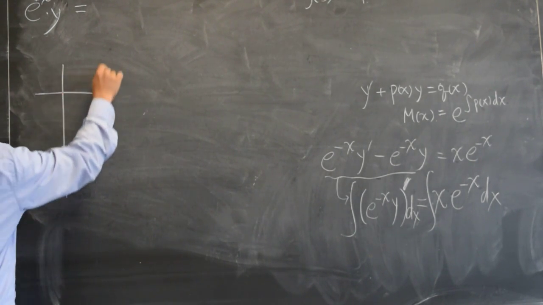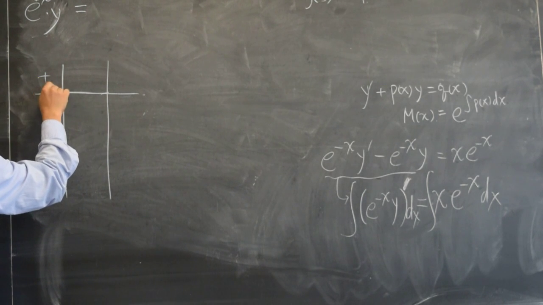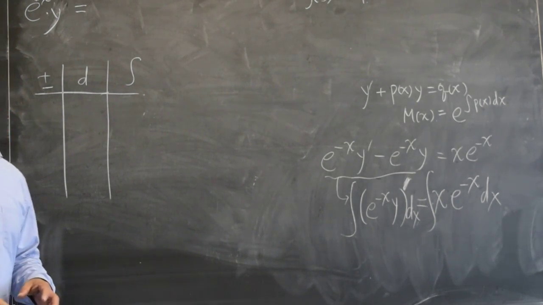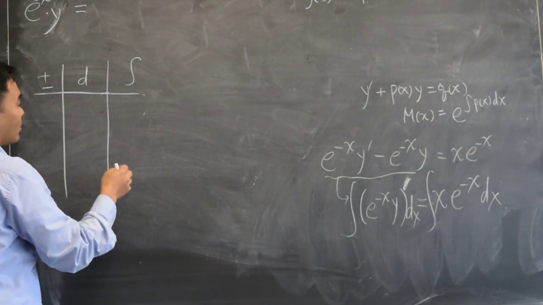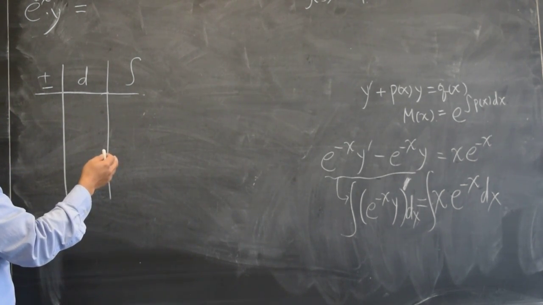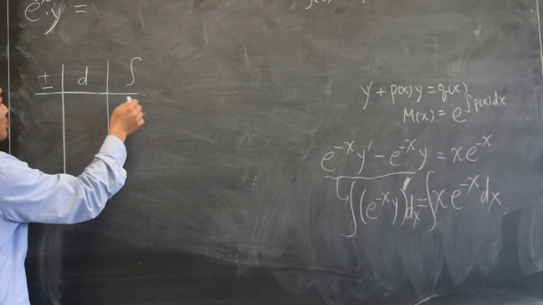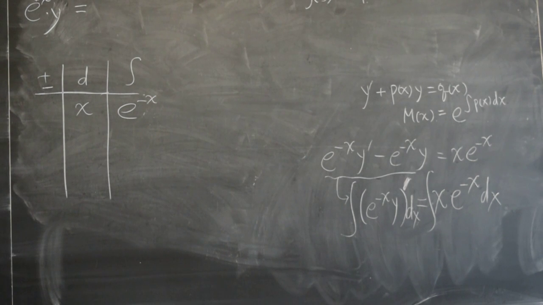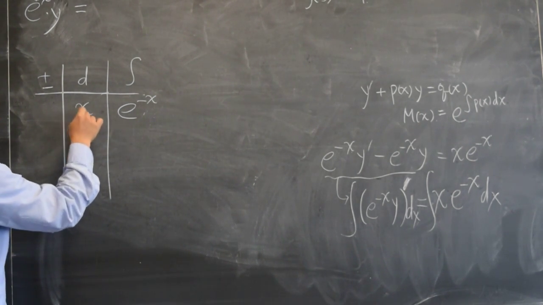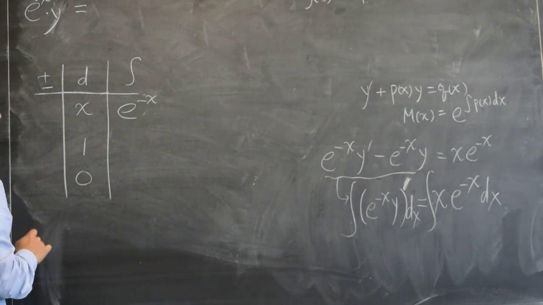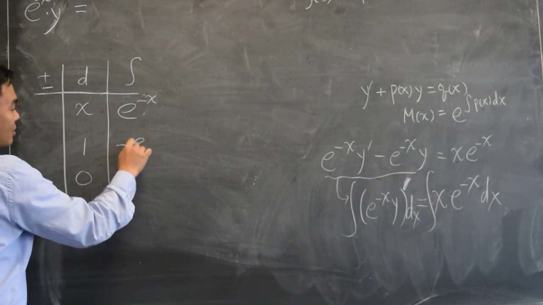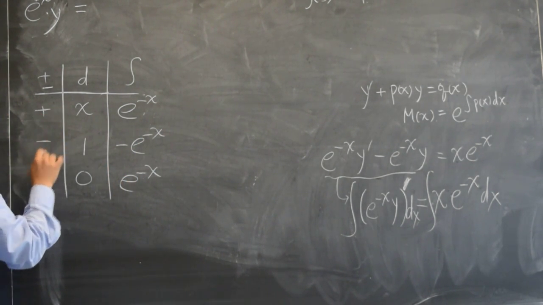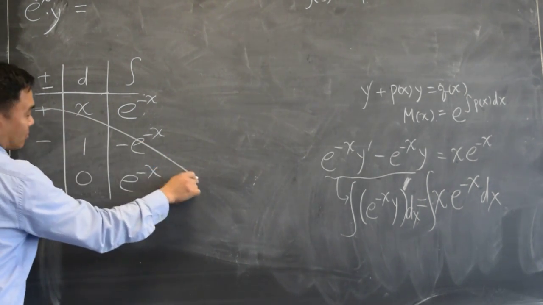Tabular integration. So you have to do plus minus, differentiate and integrate, and by this LIPET thing, logarithms and then numbers. I don't know what it is, but yeah. I just know that e to the negative x has to be integrated and x should be differentiated, right? So you differentiate x, gives you 1, differentiate 1, you get 0. And then if you integrate e to the negative x, that's negative e to the negative x. Integrate again, it's e to the negative x. The signs alternate. And then you do this.